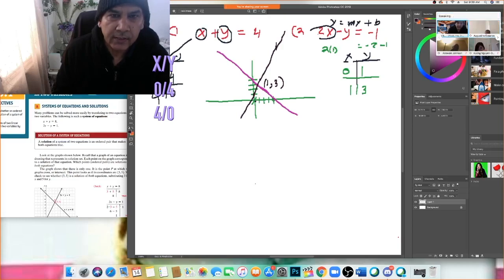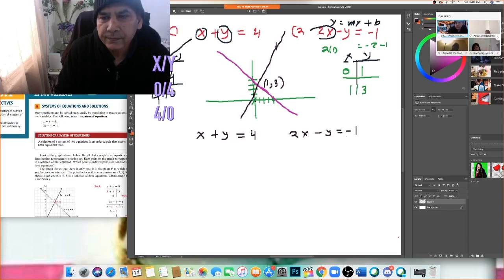In this chapter we're gonna introduce solving the system by graphing, solving the system by what? Substitution method, solving the system by elimination method. Okay. And yeah, let's do this problem. Because we have this answer, so let's say x plus y equals 4, right? And the other one was what? 2x, right? 2x negative y.